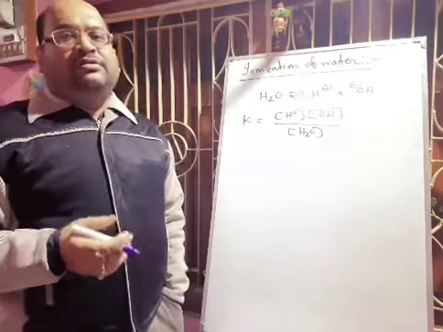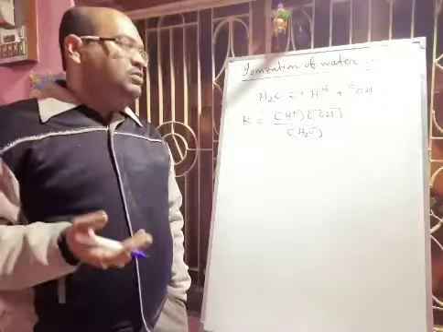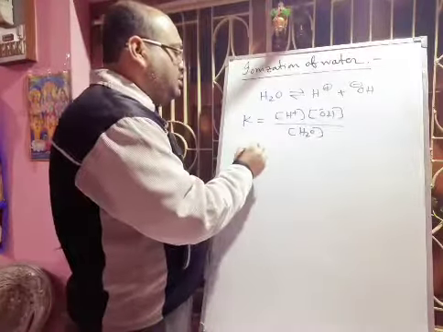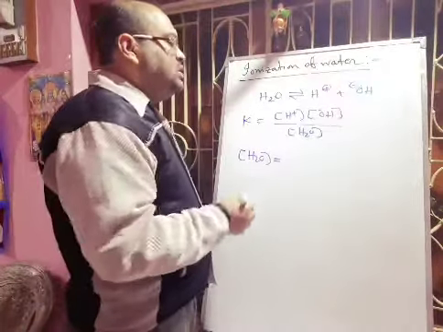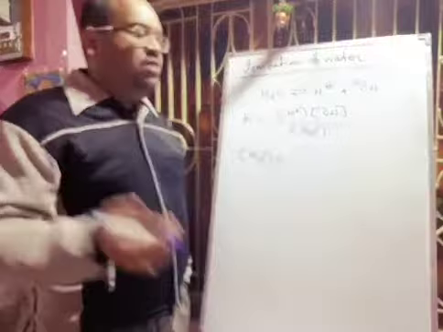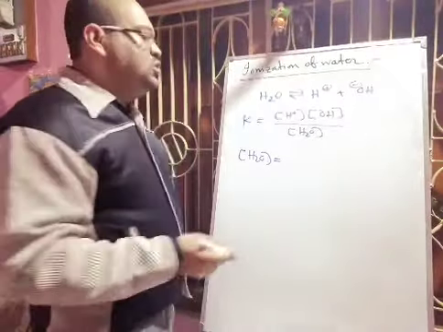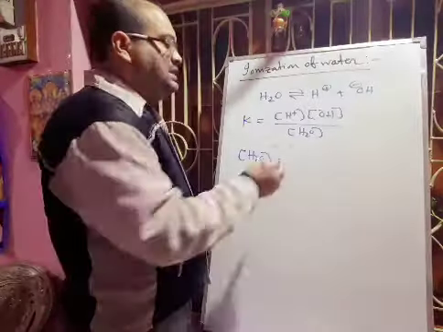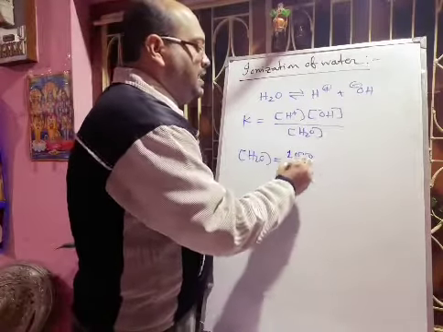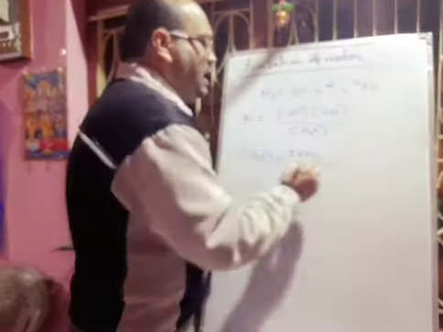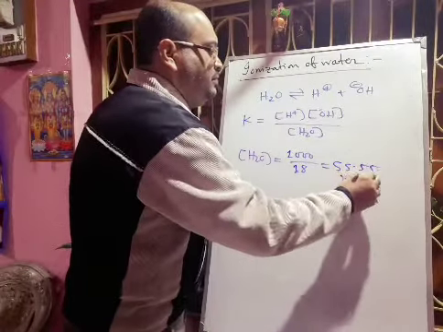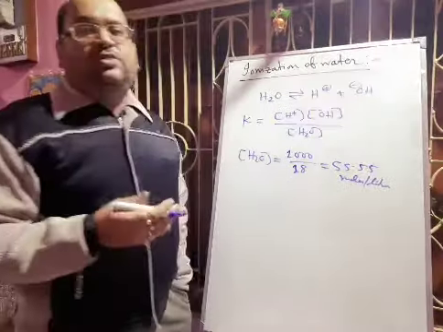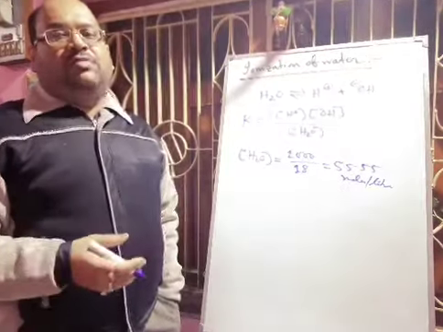And if we want to calculate the molar concentration of water, the water molecular weight you already know is 18, and the density of water is 1 gram per ml. So if 1 liter of water is there, that means 1000 grams divided by 18, so it will be 55.55 moles per liter. So this will be the molar concentration of water.